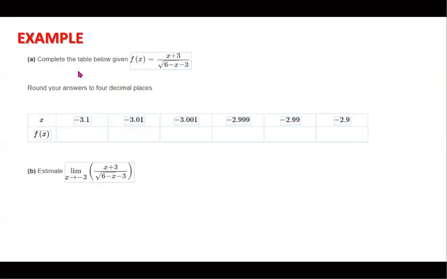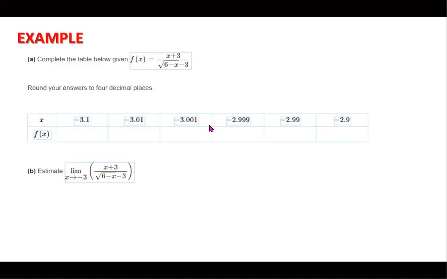So let's begin with our first example. Complete the table below. Here is the table given. For this function, f of x equals x plus 3 over the square root of 6 minus x, minus 3. If you look at these numbers here, we have x values negative 3.1, negative 3.01, negative 3.001.